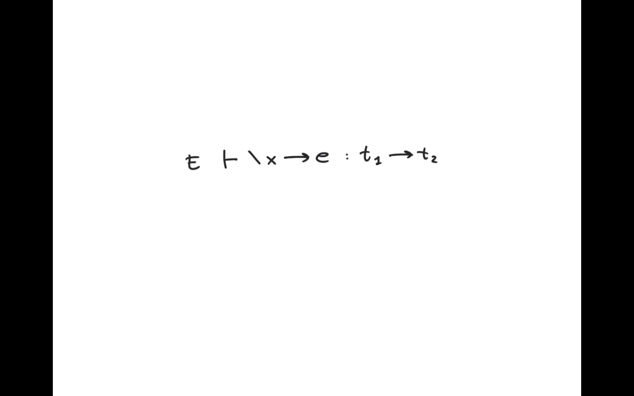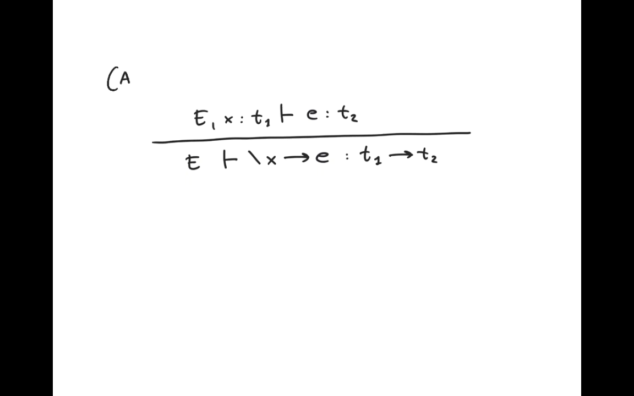Well, in order to conclude that, we must extend our type environment with the assumption that the type of the formal parameter is t1, and if we can then conclude using that the body e has type t2, then we can conclude that the function has type t1 -> t2. So this is the rule for abstraction.